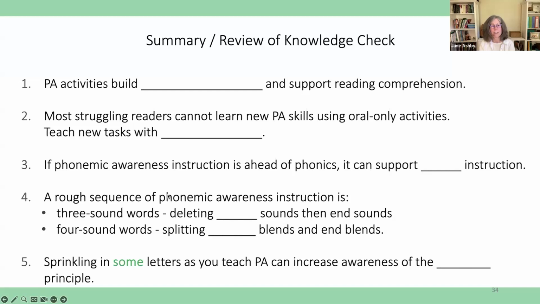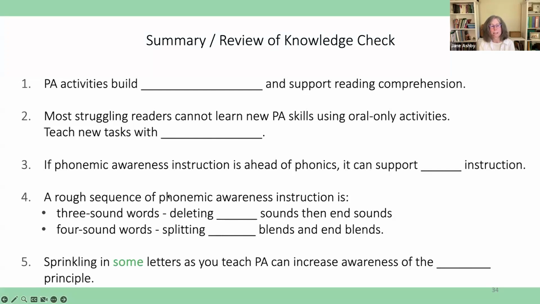Let's go to the second one. Most struggling readers cannot learn new PA skills using oral-only activities. Teach new tasks with, so if you're not going to do oral only, what would you be using when you're teaching new PA tasks? You might be using, and if you're thinking manipulatives, that's right. You would be using manipulatives for new phonemic awareness tasks.